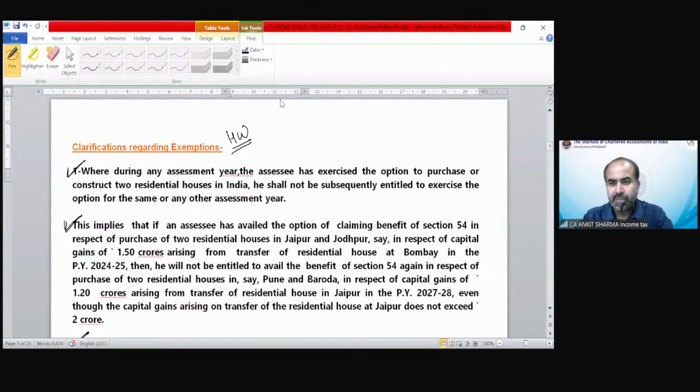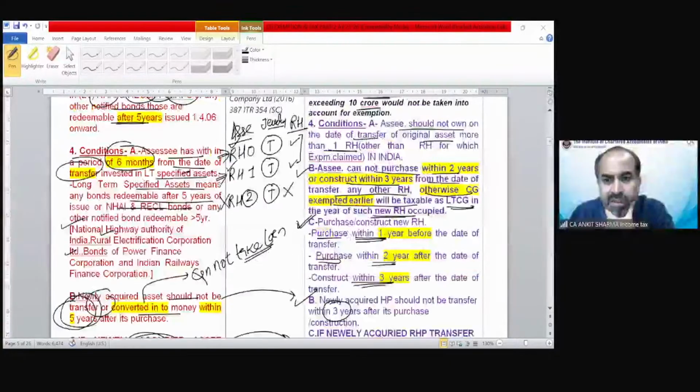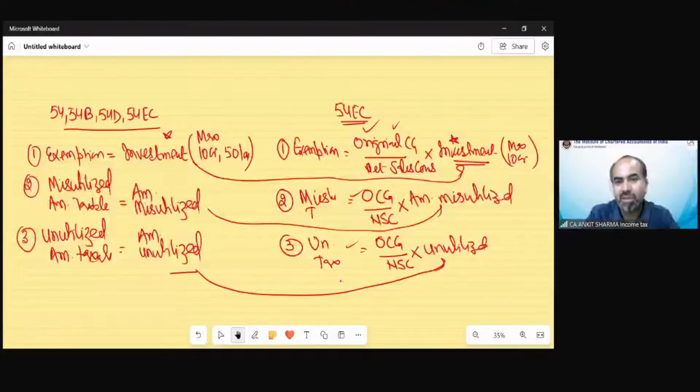Let me see. Okay, we are discussing 54F. Just a second. Oh, sorry. Yes, wrongly I have written it as 54EC. This is, of course, 54F we are discussing.